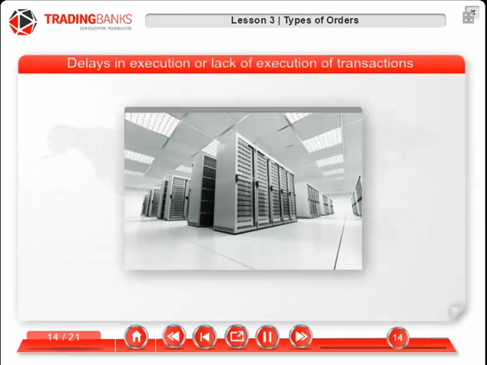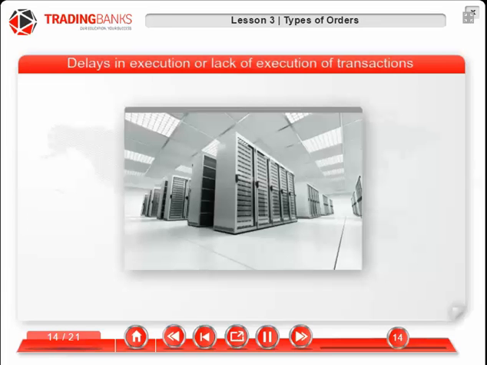Delays in execution or lack of execution of transactions. Such delays occur in the following cases: when economical data is publicized and there are problems in your internet connection, or when there is overloading of servers at the brokerage or the bank. Information that arrives at a delay of tenths of a second can be rejected.